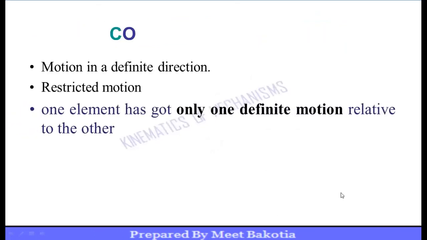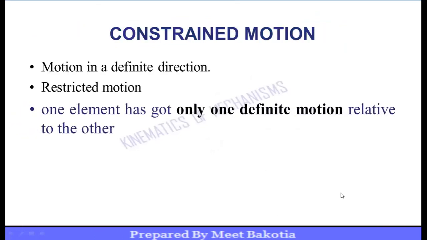Moving ahead, guys, let's see what is constrained motion. Since we defined it in kinematic pair, we said that when two links are connected in such a way that the links show completely or successfully constrained motion, then the pair of links is called a kinematic pair. Then what exactly is this constrained motion? Constrained motion means motion in a definite direction.